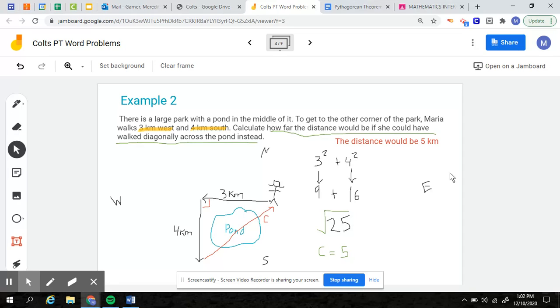So once again, we read the problem, we underlined the important information. When we drew the picture, we knew we wanted a right triangle. We saw that we were solving for the hypotenuse, so we solved. And then the final step is you're taking that answer and you're putting it back in terms of the question. So we answered that the distance would be 5 kilometers. And that is how you are going to solve word problems using the Pythagorean theorem.